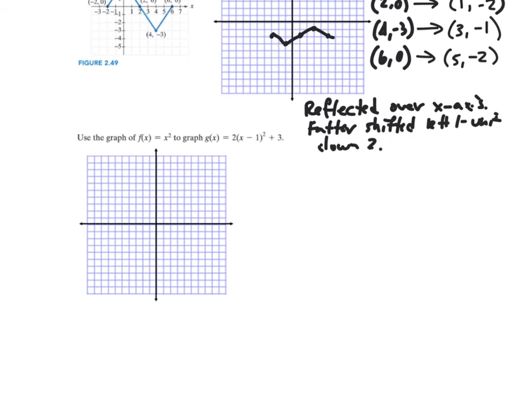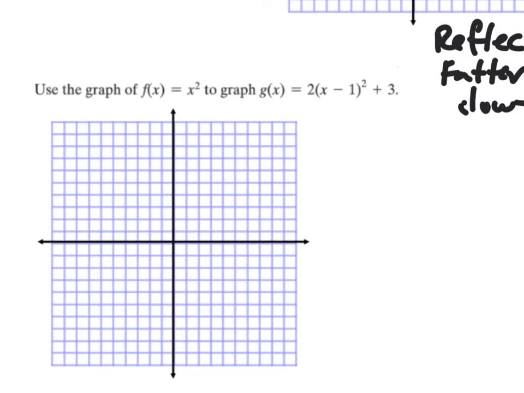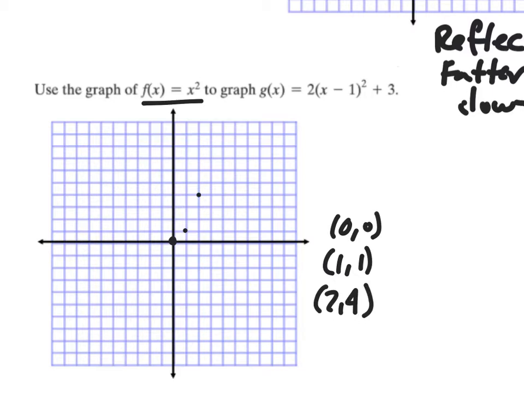All right, so let's do the same thing for this. Now, what I want to do is use the graph of x squared to graph this new graph. Let's write out some of those points for x squared. I got 0, 0. I've got 1, 1. I've got the point 2, 4. And then I've got the point -1, 1. And then the point -2, 4.